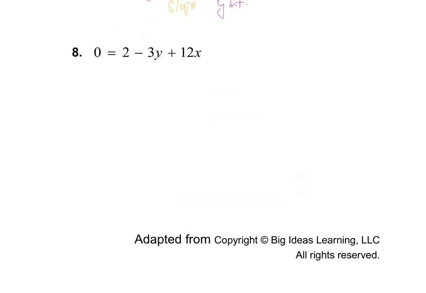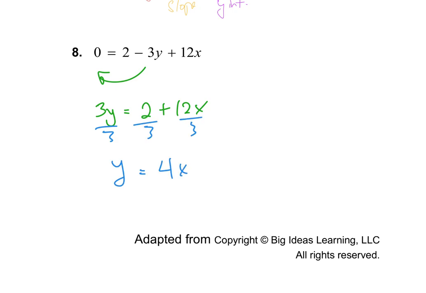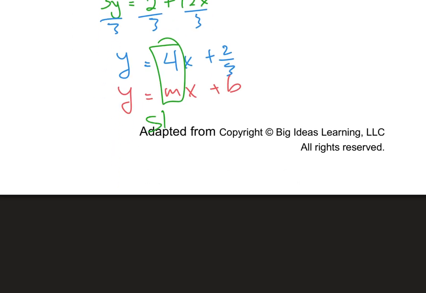Number 8 is kind of a weirdo because everything's on one side pretty much. So what I'm going to do actually is just add the 3y. And I get 2 plus 12x. And I'm going to rearrange that as well because I like having my x out front. I'm going to divide by 3, which means I got to divide everything by 3. Y equals 4x plus 2/3. Y equals mx plus b. My slope is 4. My y-intercept is 2/3.